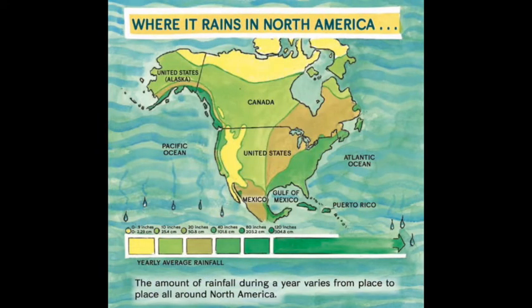Where it rains in North America. The amount of rainfall during a year varies from place to place all around North America. In the map and in the chart, you can see which parts of North America, the continent that we live on, gets the most rain. Yellow shows very little rain. Dark green shows a lot of rain.